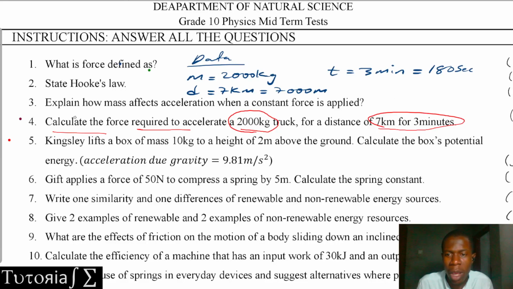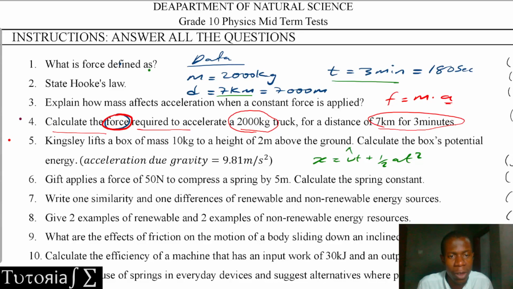Now we are asked to calculate the force. We know that force is equal to mass times acceleration, but we don't have acceleration, so we need to calculate the acceleration. We know that acceleration can be calculated using distance and time. So remember those four kinematics equations that we looked at. Among those is distance is equal to ut plus half at squared.